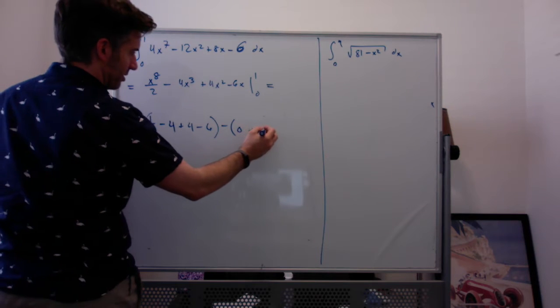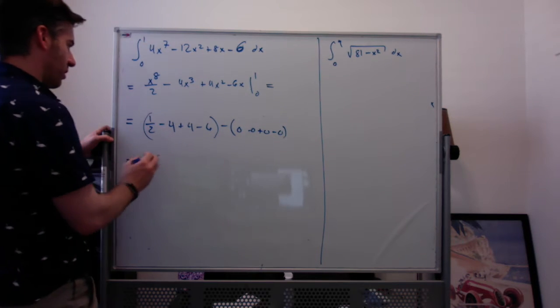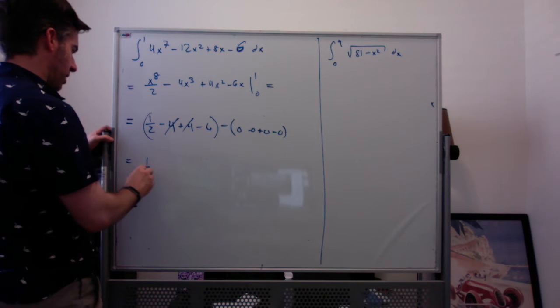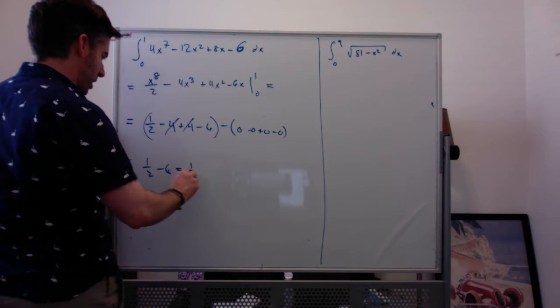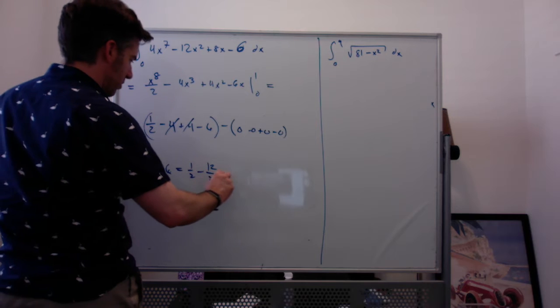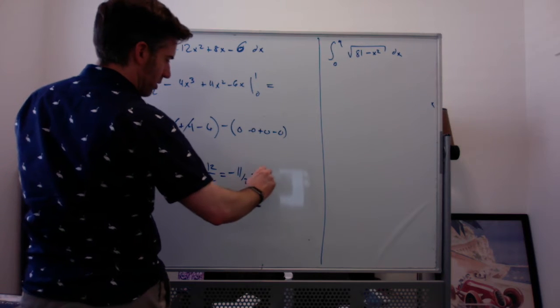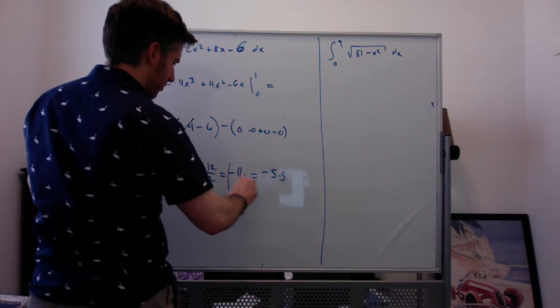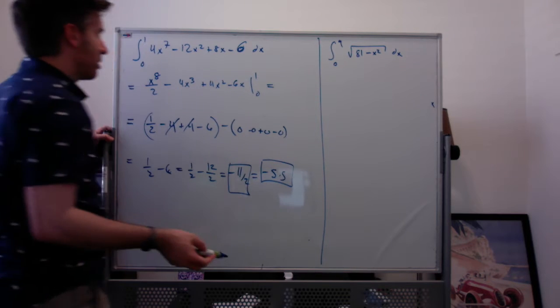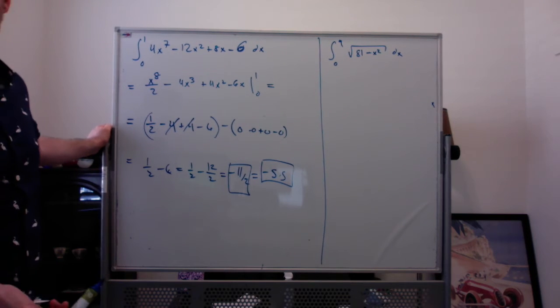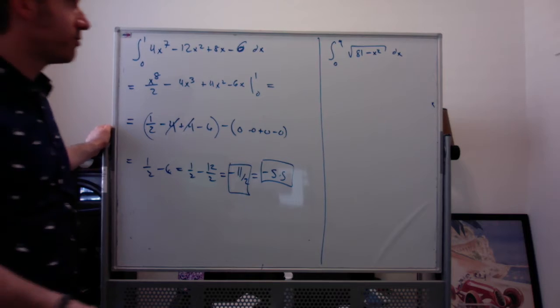I need to write this really. So I end up with 1 half minus 6, which is 1 half minus 12 halves, which is negative 11 halves, or negative 5.5. Clearly, most of this function is under the x-axis, so we're getting a negative answer.